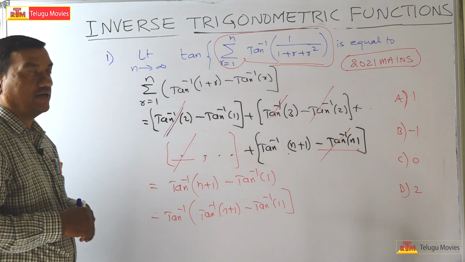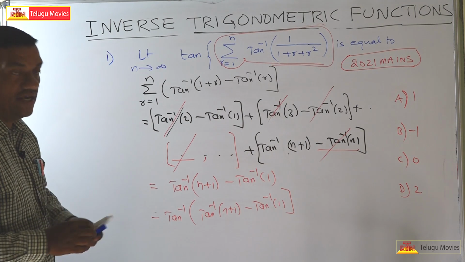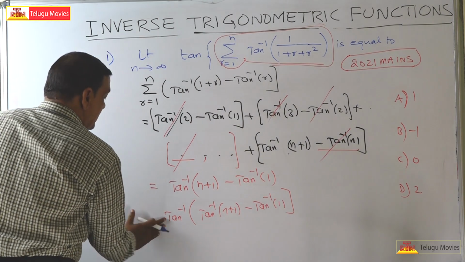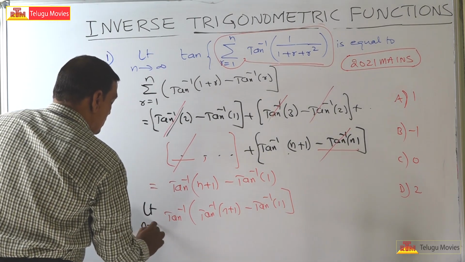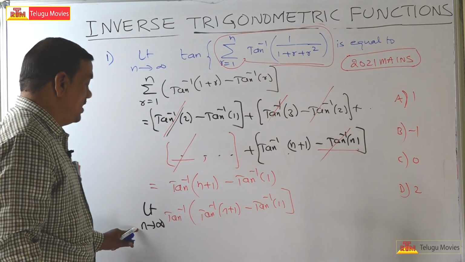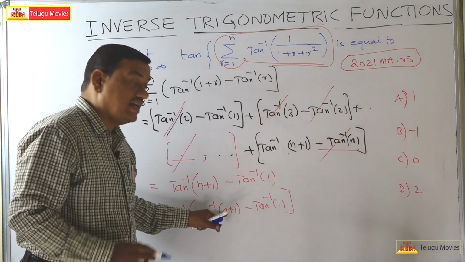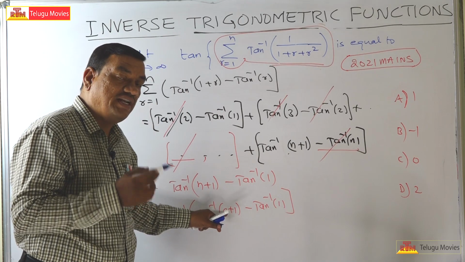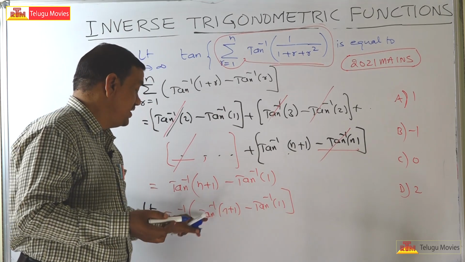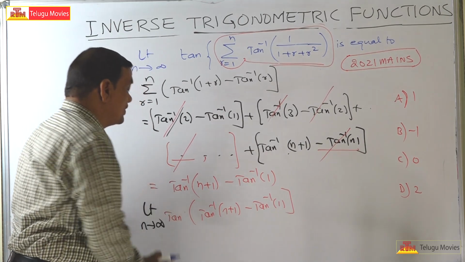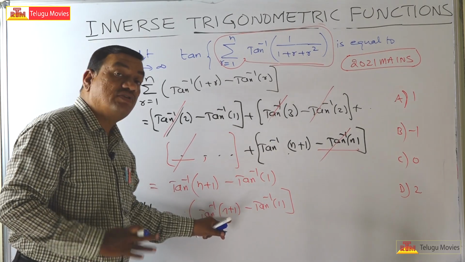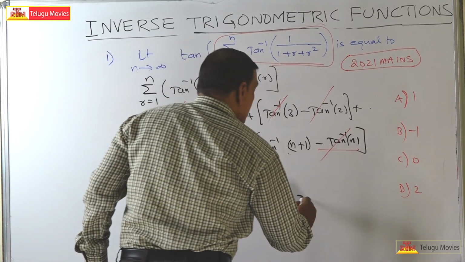Before that, what is there? Limit n tends to infinity is there. Limit n tends to infinity means what here? As n tends to infinity, n plus 1 also tends to infinity. So here tan inverse of infinity is equal to how much?